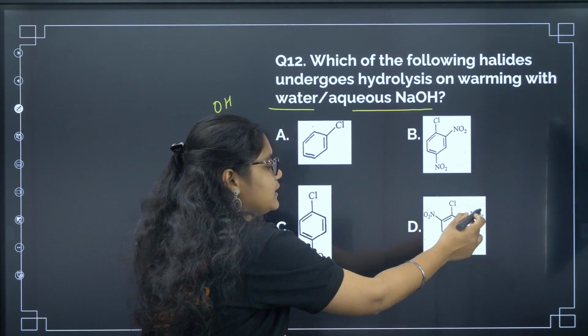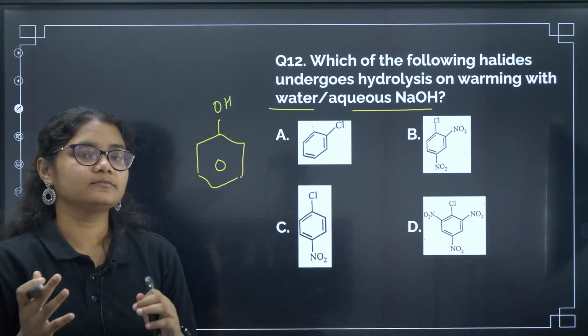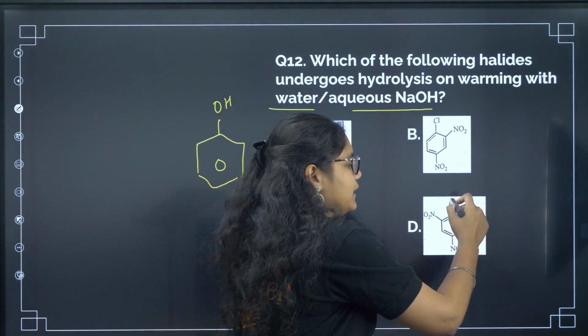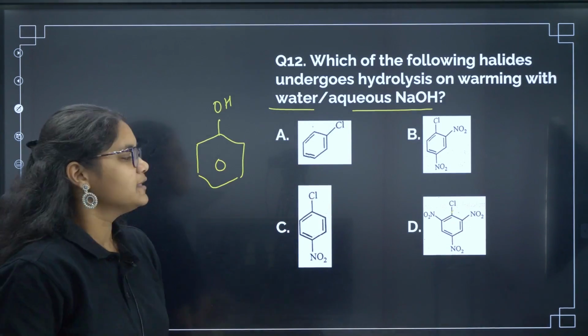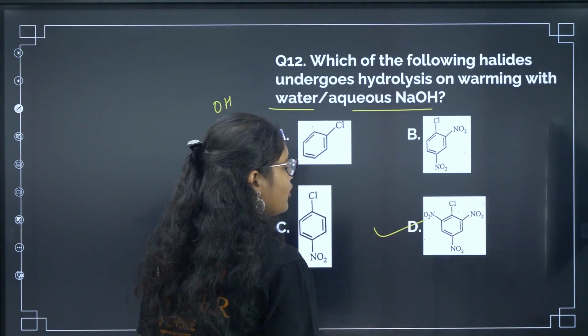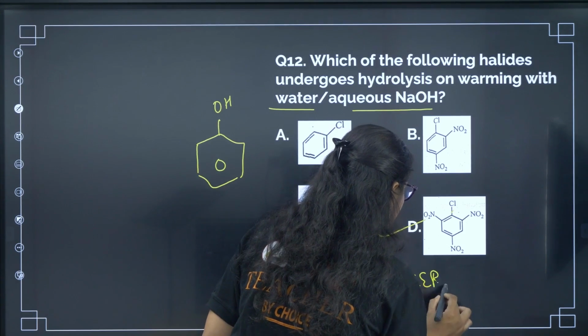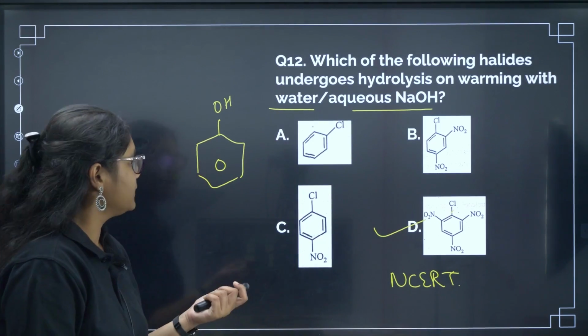So when we add 3 NO2 groups, the ring becomes highly electrophilic, and then OH minus can attack and remove the chlorine. Okay, so the correct answer for this question will be option number D. This reaction is there in NCERT, important one, you can remember.